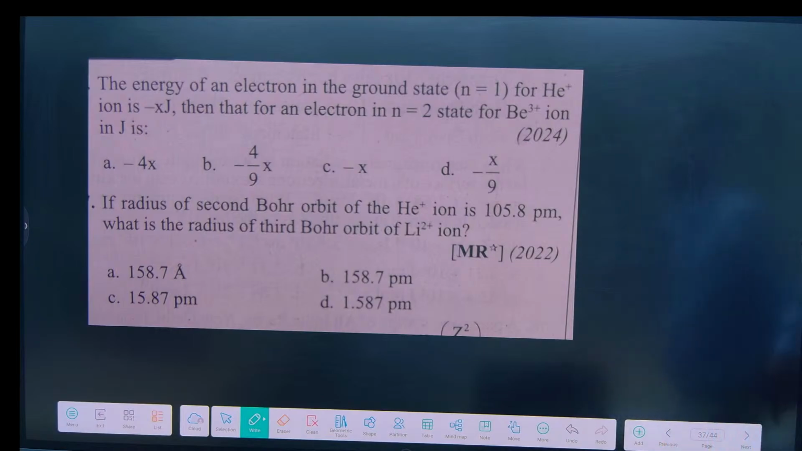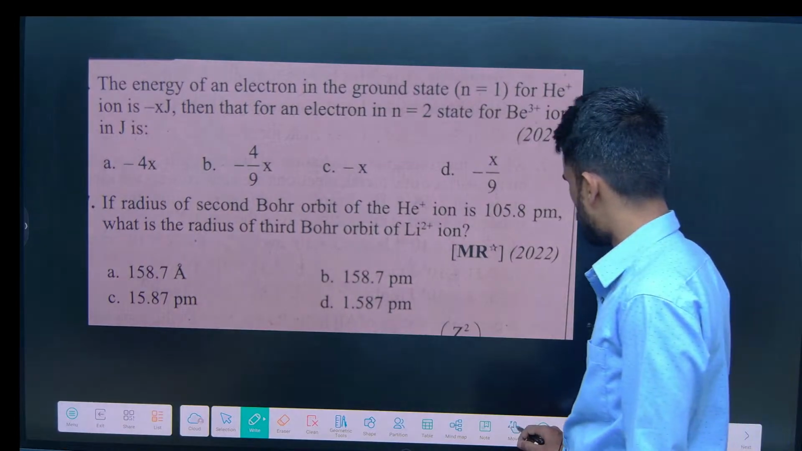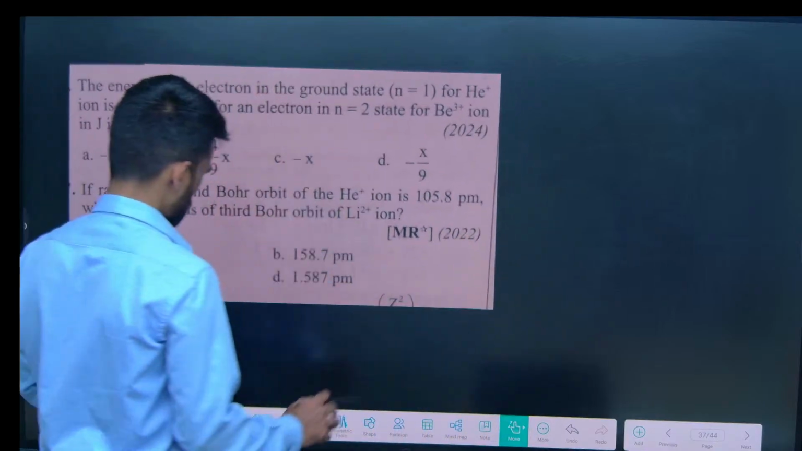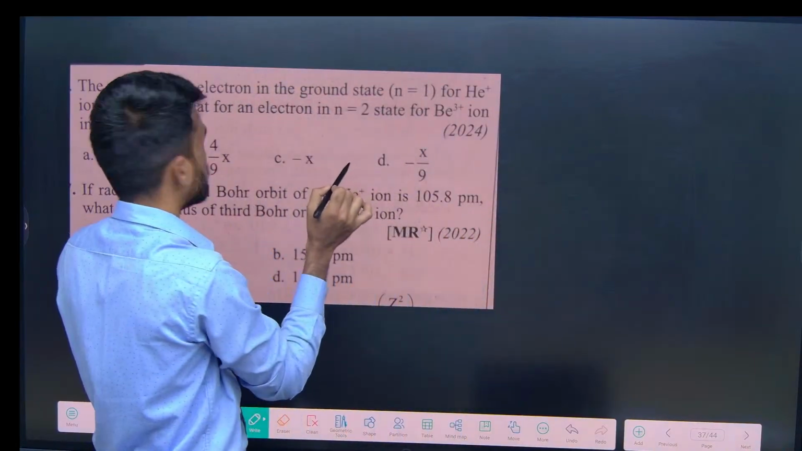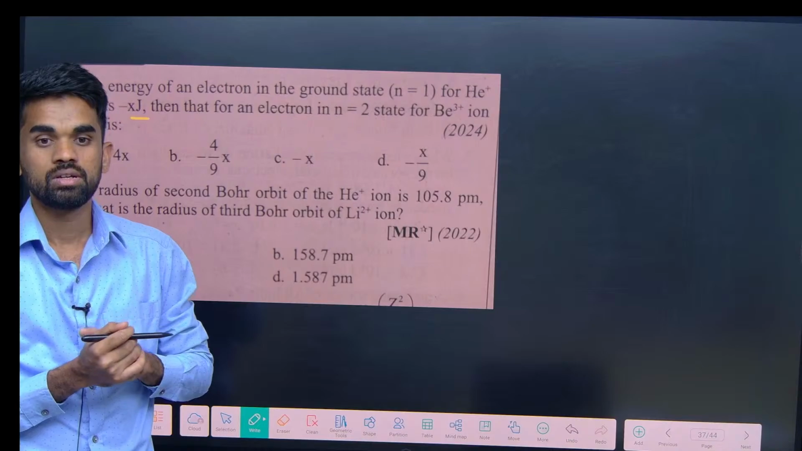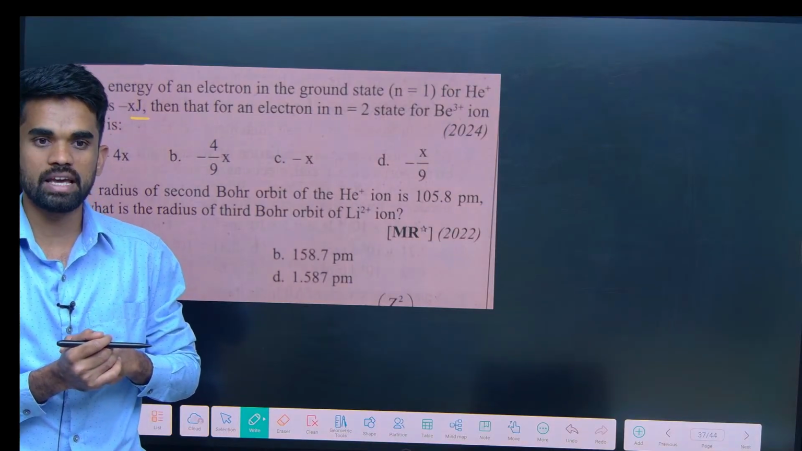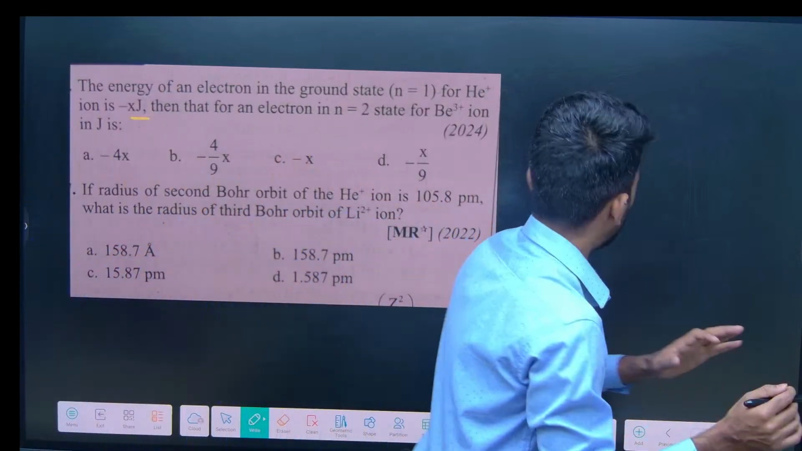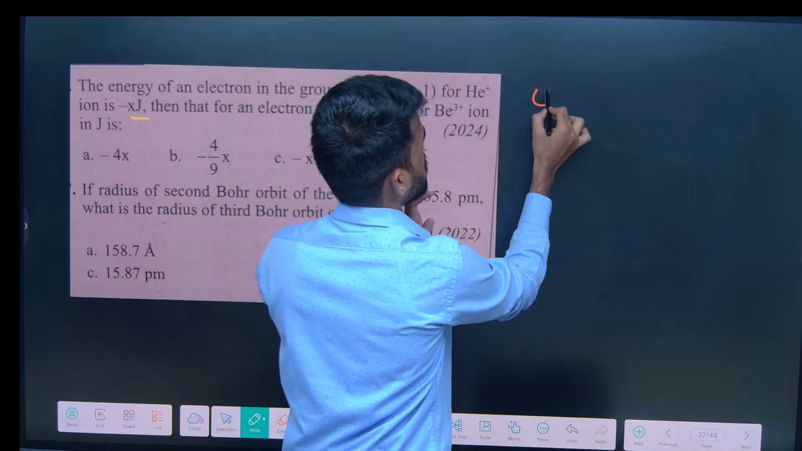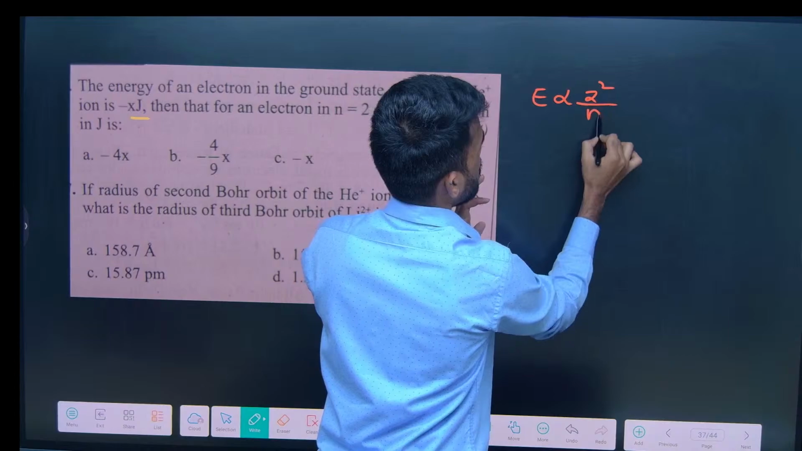Tell me, the energy of an electron in the ground state for helium ion, He plus ion, is minus x joules. Then what is that for an electron in the second state of beryllium? What is the energy formula we have? 13.6. Yeah. So there is no need of taking the constant values also. See, they are saying in joules. What is the formula in joules? 2.18 into 10 power minus 18 Z square by N square. So no need of taking all those, you just take the relation here. This is Z square by N square.